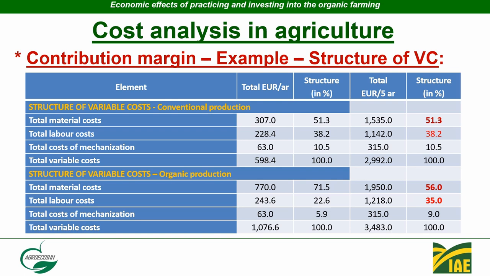In both production systems, within the sum of the total variable costs, the share of material costs over 50% dominates. Besides, there is a relatively high share of labor costs as a result of small dimensions of greenhouses in which it is impossible to apply automation or mechanization of certain production activities.